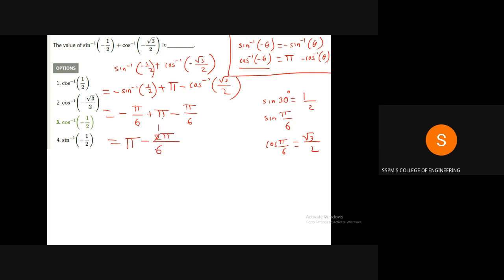Therefore, pi minus pi by 3 is what? 3 pi minus pi divided by 3, that is equal to 2 pi divided by 3. That is the correct option. But answers are given in different forms, so it will be equal to cos inverse minus 1 by 2.